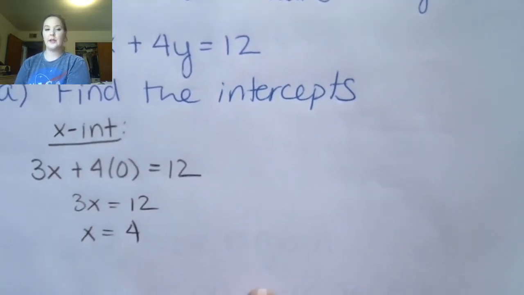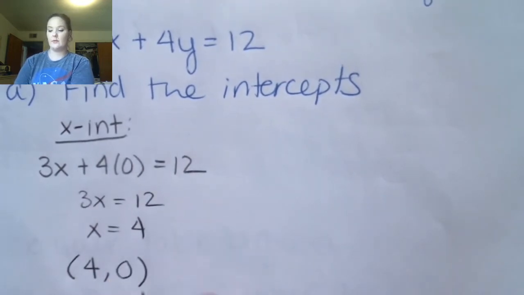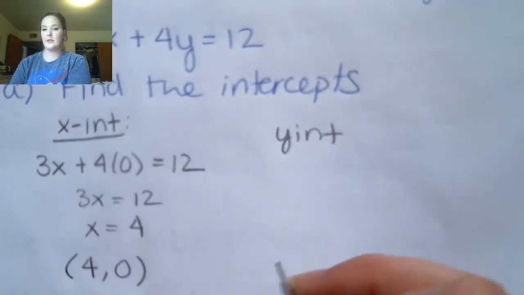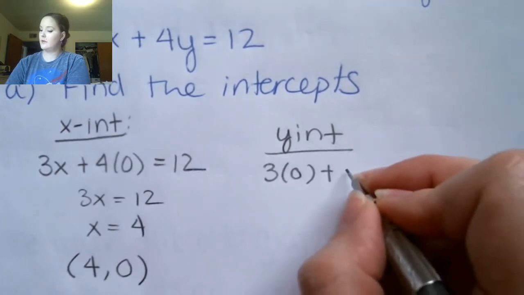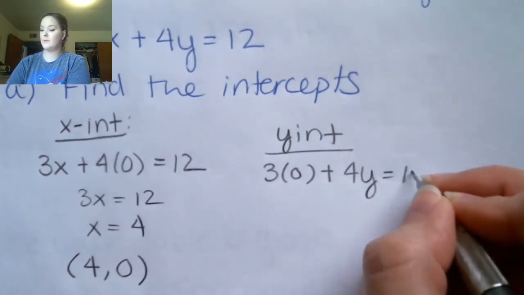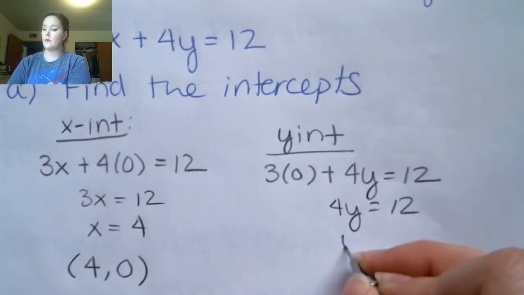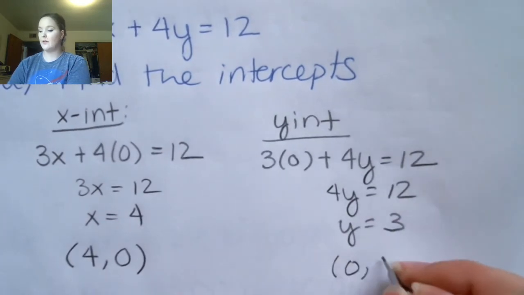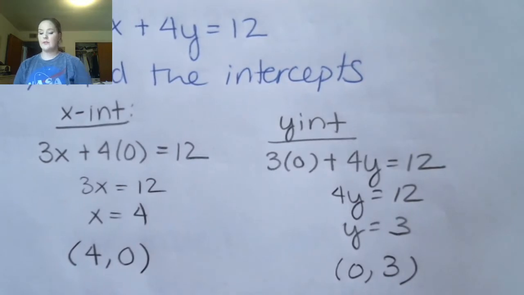I'm going to remind you again that an intercept is an ordered pair, so we'll list this as the ordered pair (4, 0). For the y-intercept, we're going to set x equal to 0. That gives me 4y equals 12 or y equals 3. I'll list that as my ordered pair (0, 3). So that's the answer for part A.